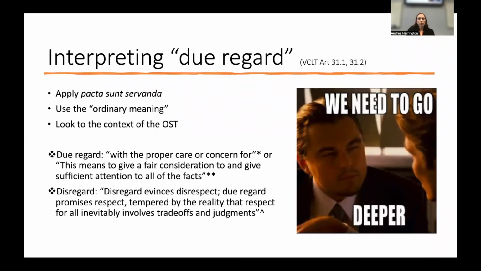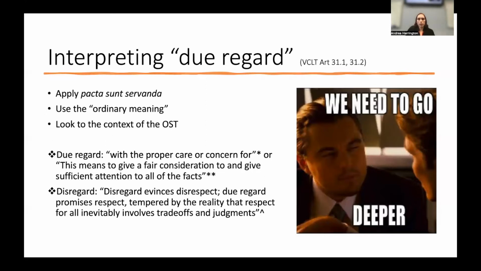ordinary meaning. Now, ordinary meaning in this context is its ordinary meaning in international law, not necessarily its ordinary meaning in terms of the person on the street. It's a specific ordinary meaning. So we interpret ordinary meaning in order to understand what the ordinary meaning of the term is, which is why I gave you the Inception meme here on this slide, because it is a bit of a layered approach. And we also get to look to the context of the Outer Space Treaty.